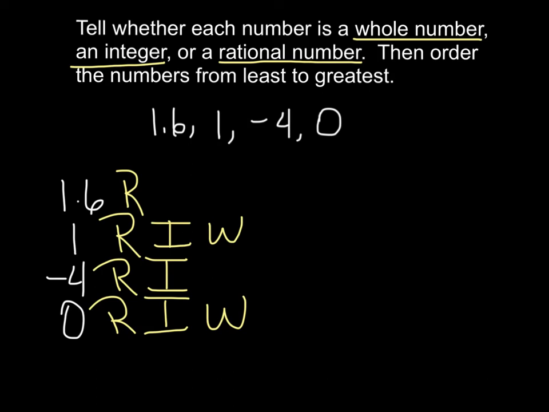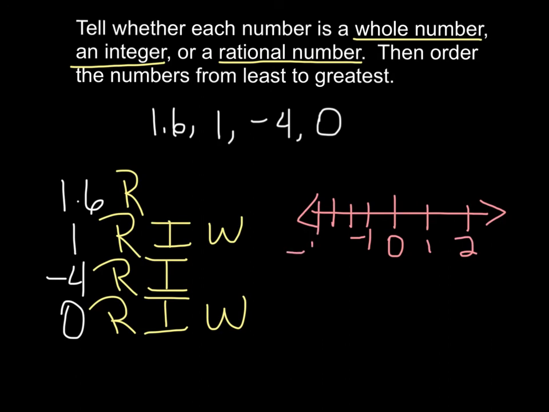Now the last thing it says to do is to order these on a number line. We can put them on a number line from the least to the greatest. So if we have this number line, and we have 0 right here, and we'll have 1 here and 2 here, and then we'll have -1, -2, -3, -4. Okay, well, let's put these points on here. -4 is the furthest most to the left, so it is the least. Okay, so we've done -4.